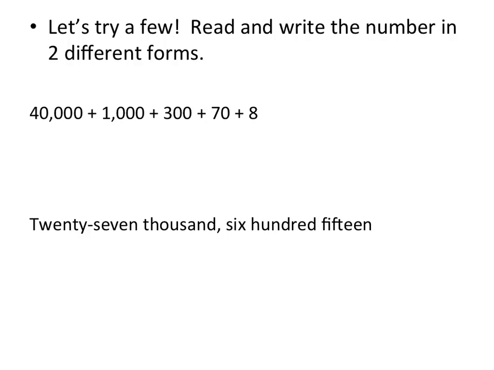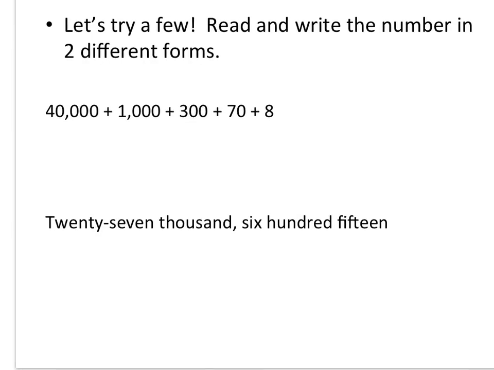Let's look at this first example. They've given it to me in expanded form. I can tell that because of all those plus signs. So I could look at this and I could see 40,000 plus 1,000 plus 300 plus 70 plus 8. I can see I have 40,000s and 1,000. So for me, that's already saying 41,000. And then I have 300 plus 70 plus 8.